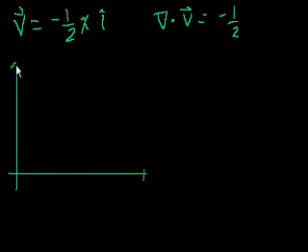Whoops. X-axis. So here at, say, the point 1, my velocity is going to be to the left, 1/2. At the point 2, my velocity is going to be to the left, 1 meter per second. At the point 3, it's going to be 3/2. And it doesn't depend on y, only on x.